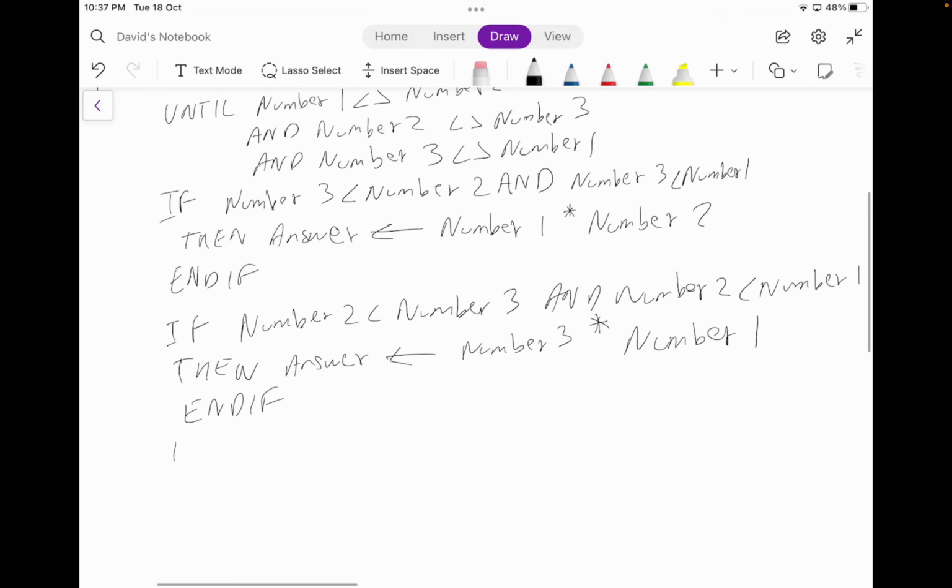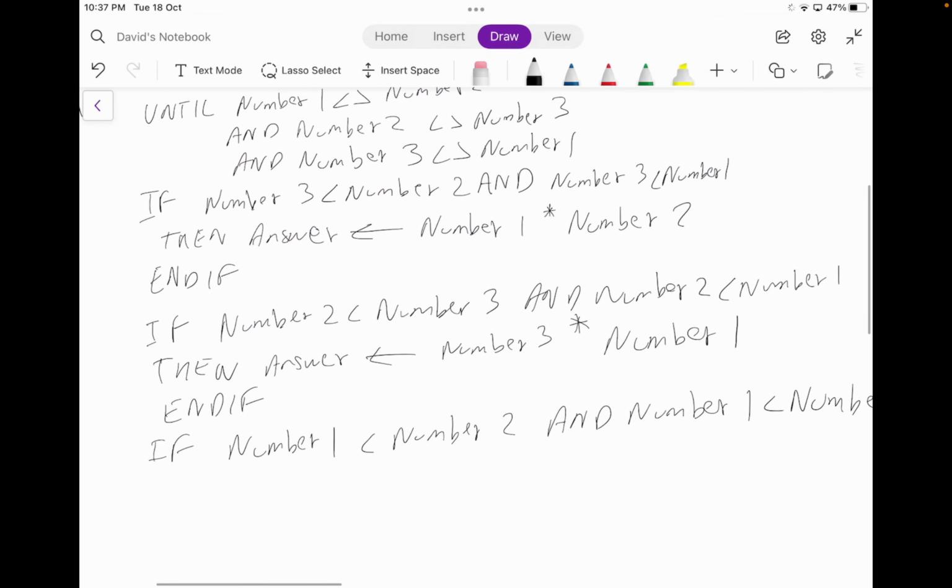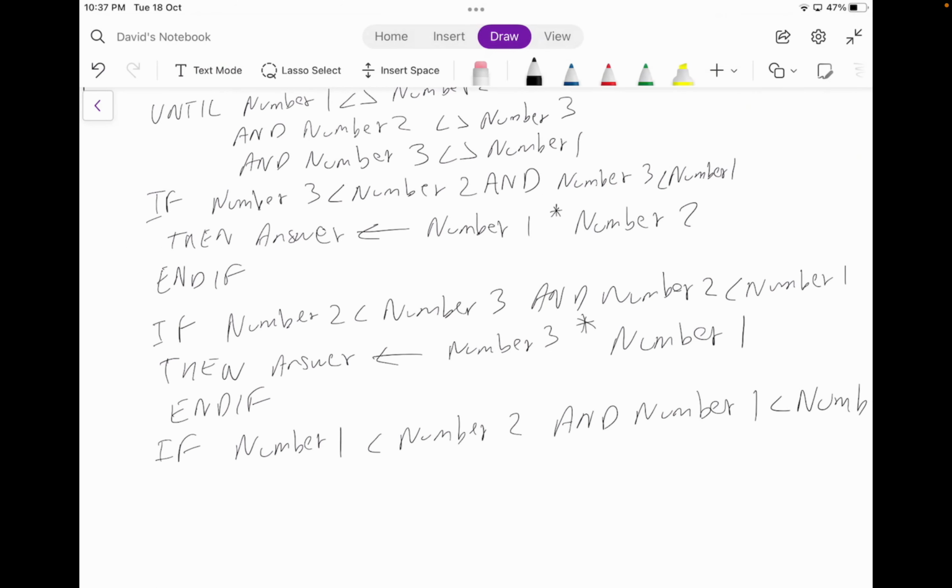Then you're going to mention another IF statement. Now this is when number 1 is less than number 2 and number 1 is less than number 3. So we're writing down different conditions for different pseudocode rules, right? For number 1, number 2, and number 3. Then the answer is number 2 multiplied by, let's say, number 3 in this case. Yeah, this should be about it.